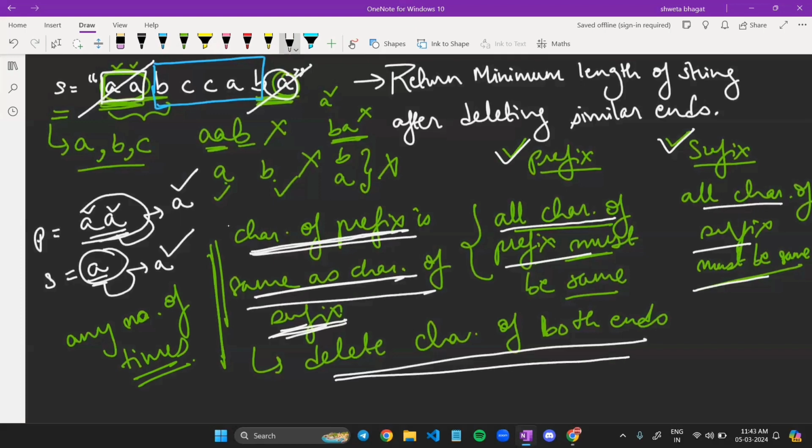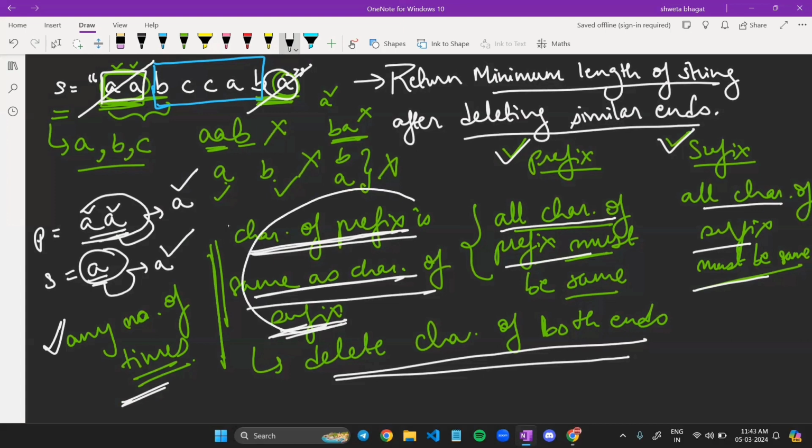We'll delete both the ends. So we can do this any number of times. Fine. And after doing this n number of times, what we have to do? We have to return the minimum length of string after deleting the similar ends. That is, what is the minimum length of string which we will be achieving at the end after performing this operation n number of times. Okay, so let us continue the same for this particular example.